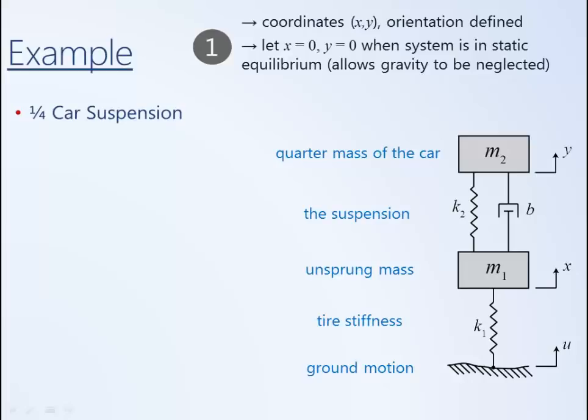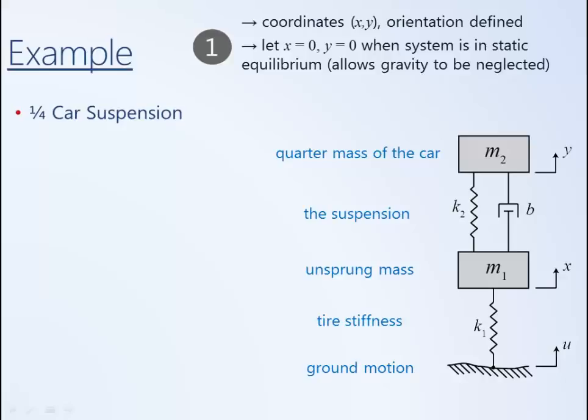In other words, you can imagine that the suspension and the tire are undeformed, but if you set the vehicle down, they will sag under the weight of the vehicle. And so by setting x equals 0 and y equals 0 from this point of static equilibrium, as opposed to from the point where the suspension and the tire are undeformed, it allows us to neglect the weight of the masses in the system. It allows us to neglect gravity.